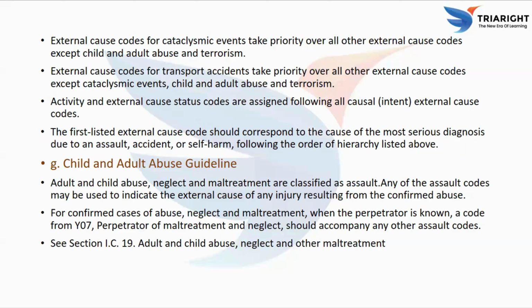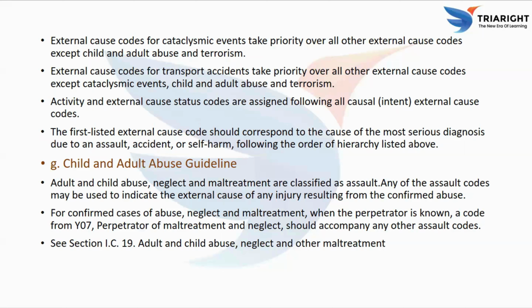Next, the transport accidents priority rule. What counts as transport accidents? Motor vehicle accidents, pedestrian injuries, bicycle accidents and railway accidents. These transport accident codes take priority over all other external causes except child and adult abuse, terrorism and cataclysmic events.